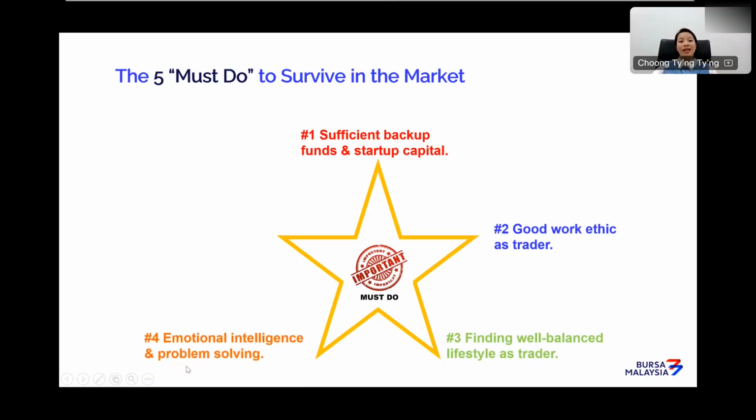And number 4 is definitely your emotional intelligence and problem-solving skills, which I already covered many times. And the last one is your interest and passion for trading. You can take a photo. These are the 5 must-dos to enable you to survive in the market.